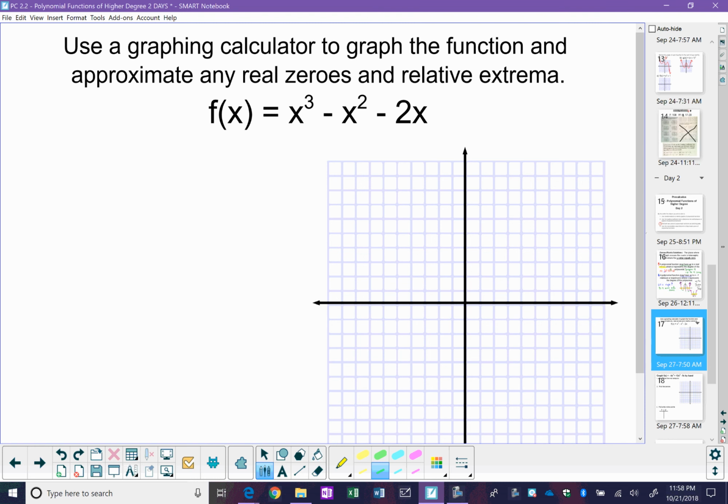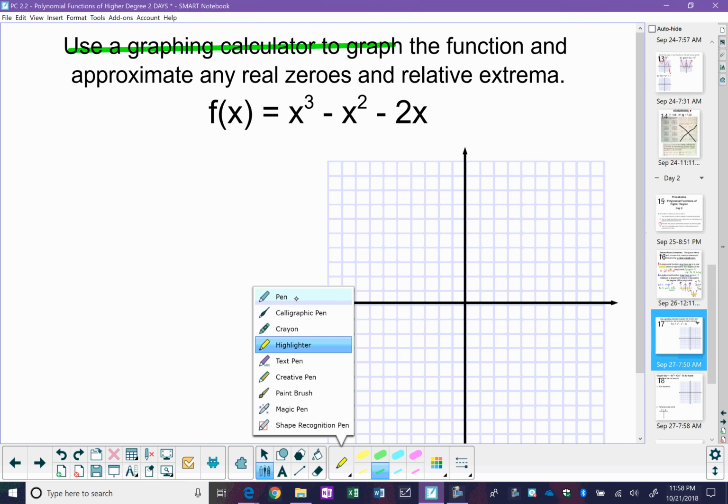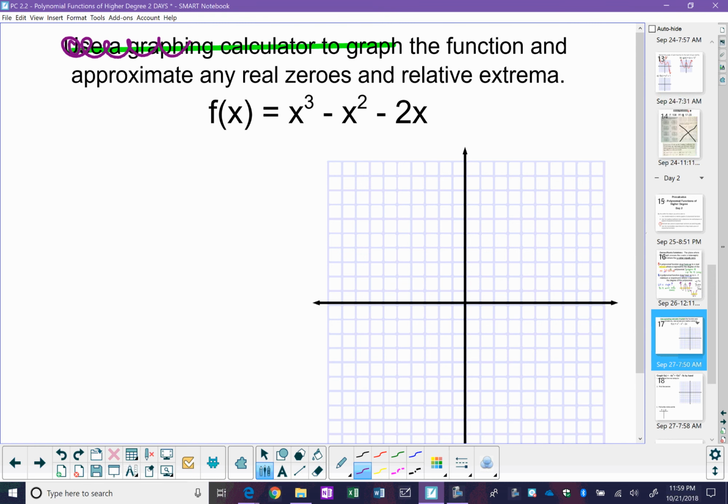Well, here's an example. We're not going to use a graphing calculator. We are going to graph this one by hand. We're just going to say graph the function. Okay? And it says, and approximate any real zeros and relative extrema. And we're not going to worry about the relative extrema. We are simply going to learn to graph this.